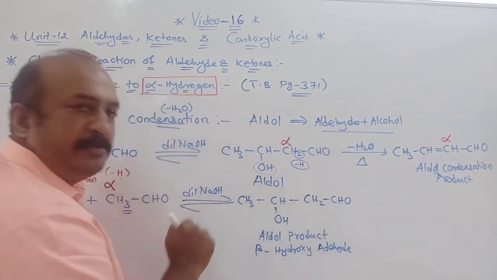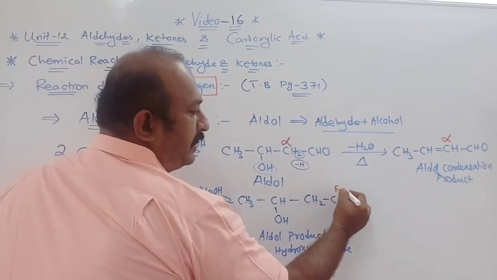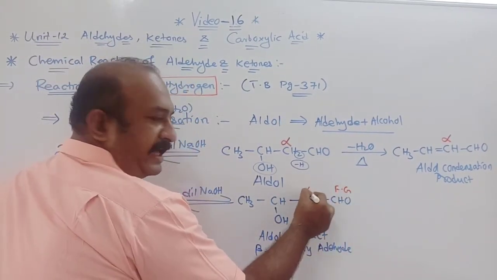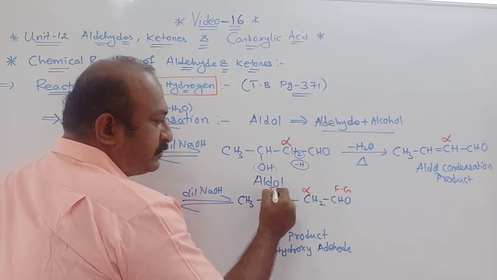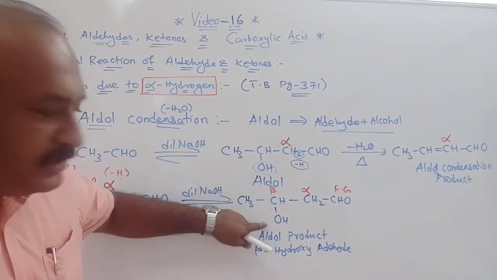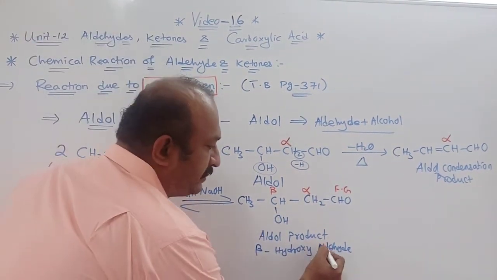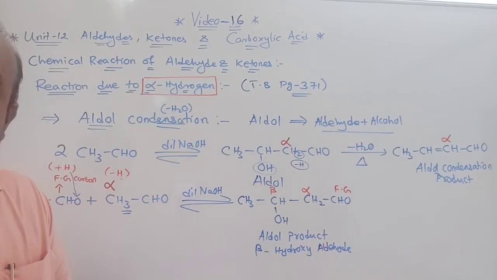Now why is this called beta hydroxy? Because if you see, this is your functional group. Next to the functional group carbon is the alpha carbon. Next to alpha is your beta carbon. And on beta, a hydroxyl group is there, the OH group. That's why it is called beta hydroxy aldehyde.